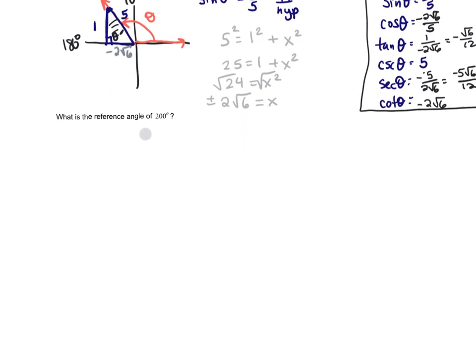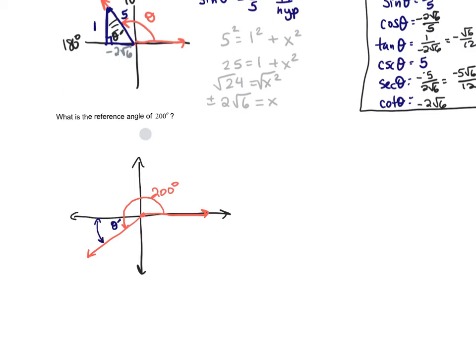So let's look at another question. It says, what is the reference angle of 200? Well, this is a little more direct question. So the first thing I do is graph 200. So it starts here. There's 90. There's 180. So we go a little bit past. There's a 200-degree angle. Now the reference angle is always between the terminal ray and the x-axis, so it's this little angle here.